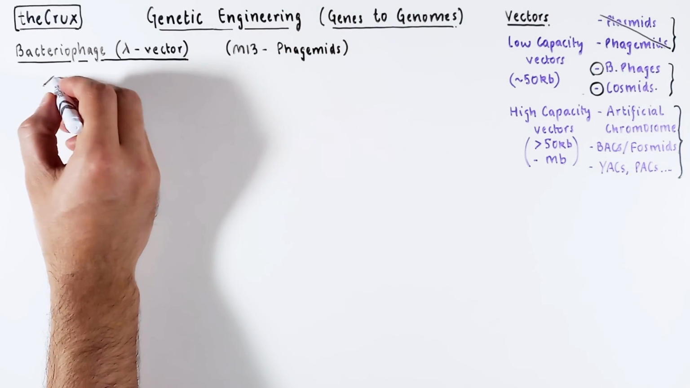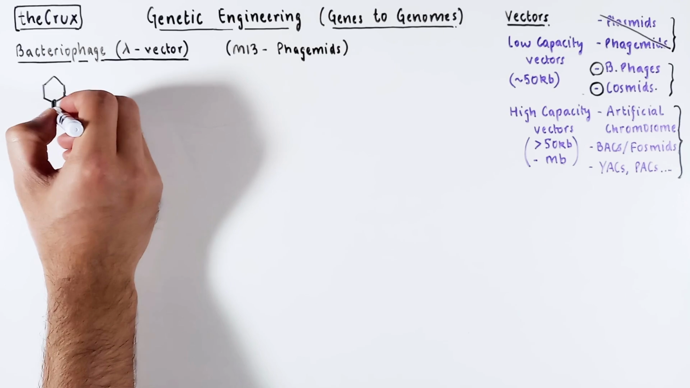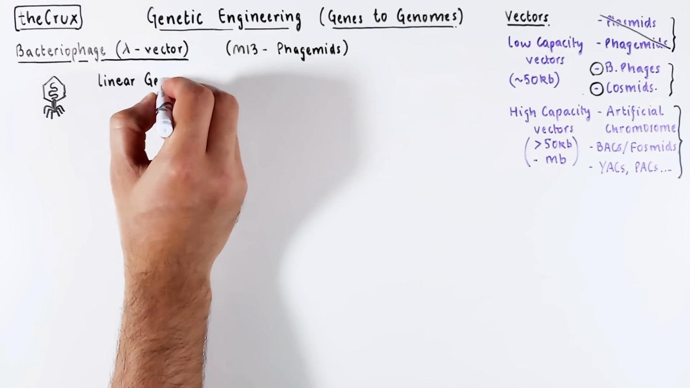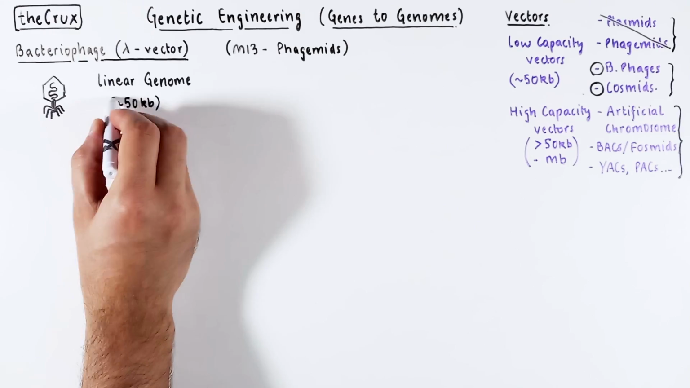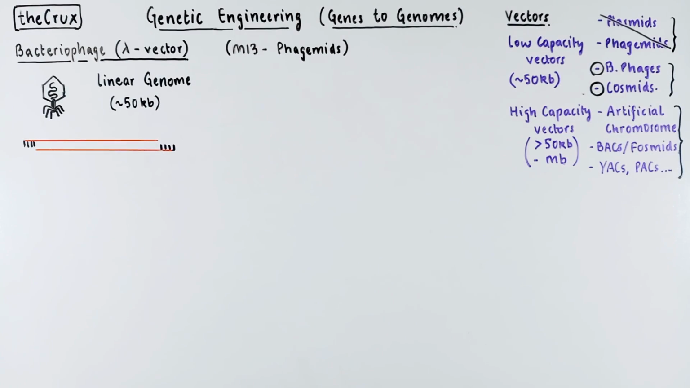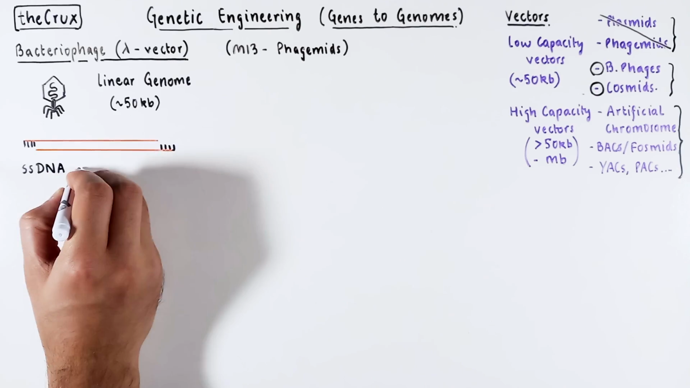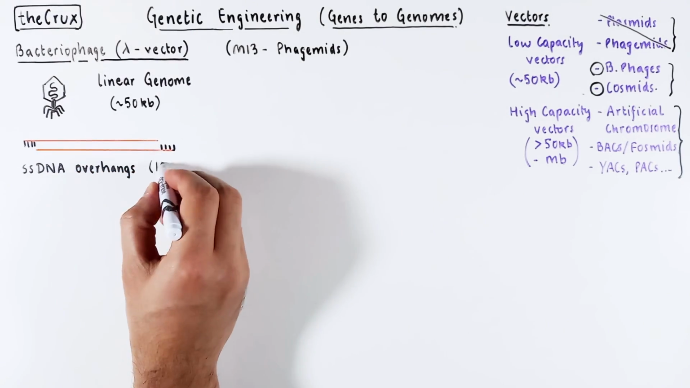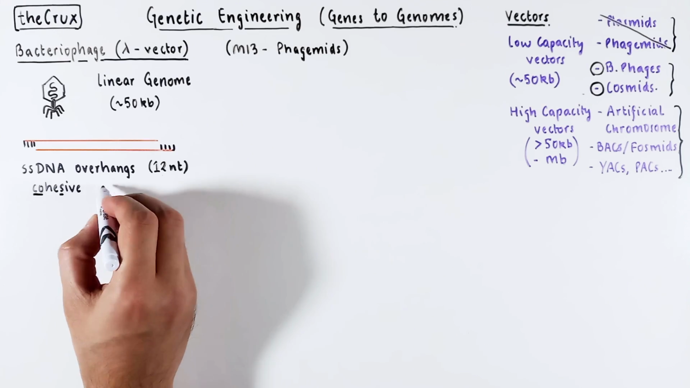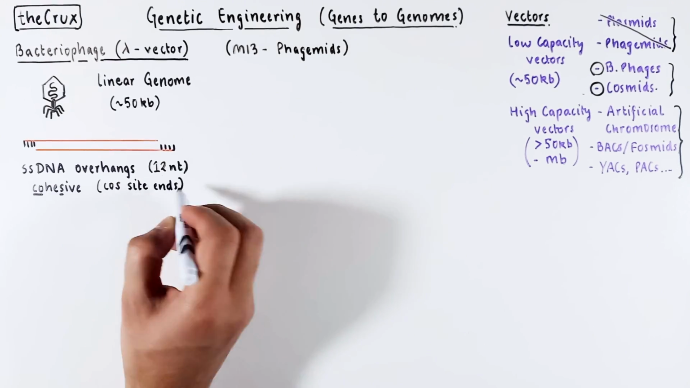Lambda Bacteriophage vectors quite literally use the viral DNA as a vector. They have double-stranded linear DNA that is strictly around 50 kb in length. The weird bit about their genome is that the edges of the DNA have a single strand overhang, which is exactly 12 nucleotides in length. These ends are cohesive, or sticky, and for that reason we call them cos site ends.